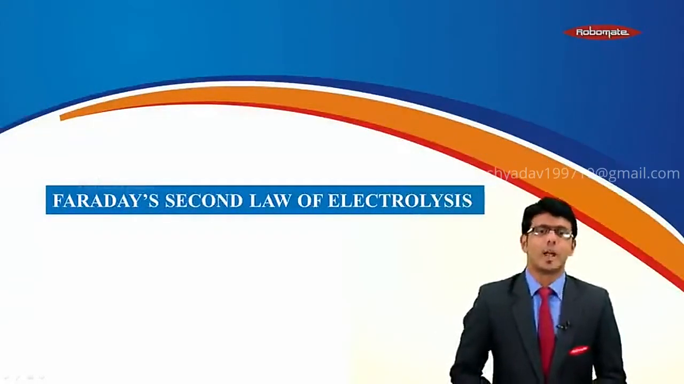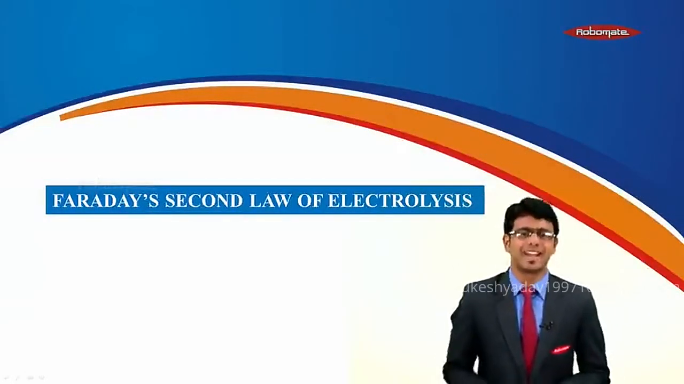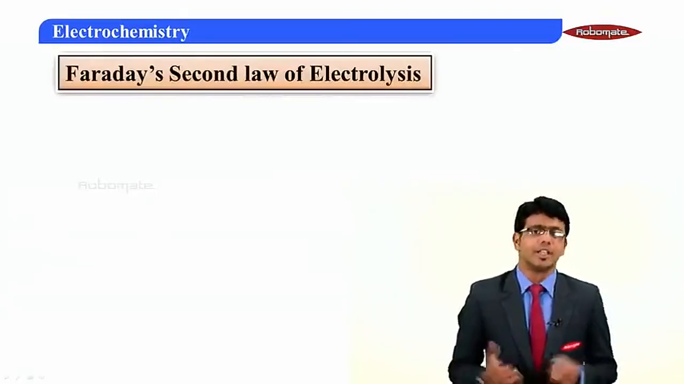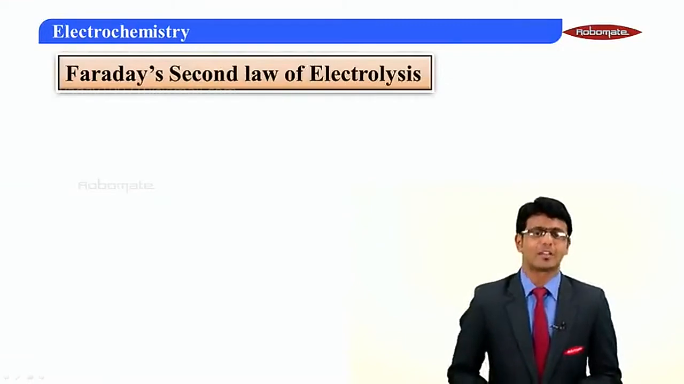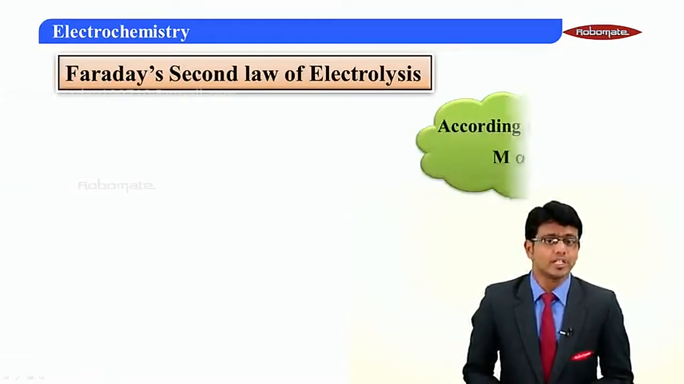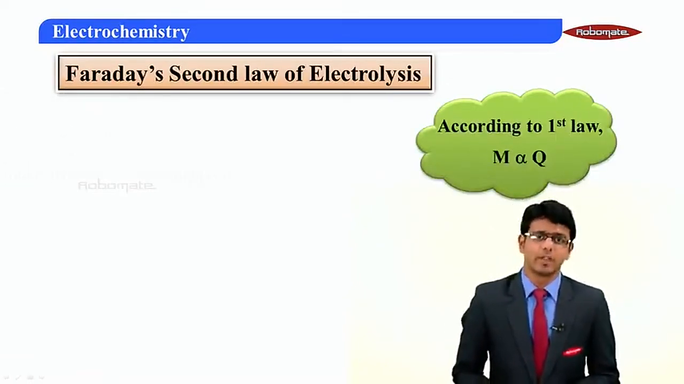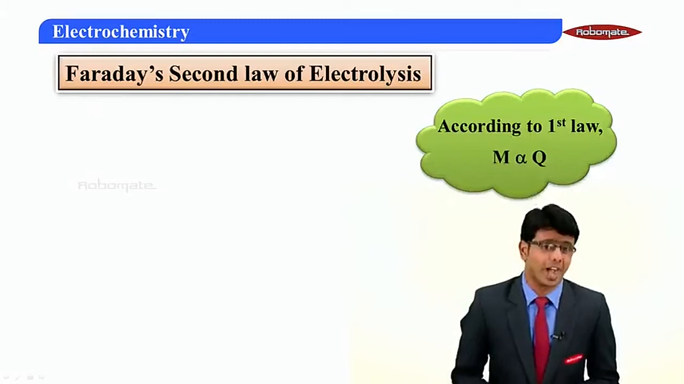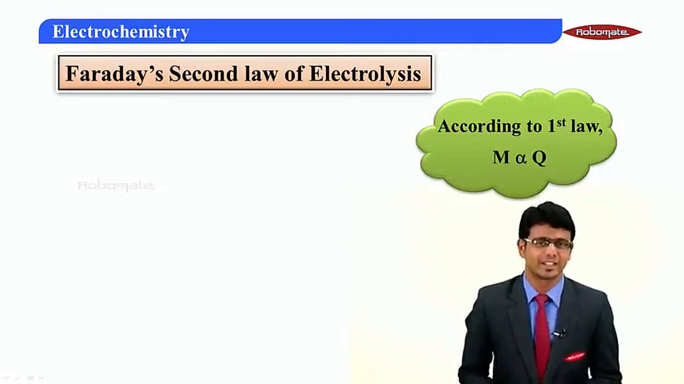Students, welcome back to the discussion of the interesting chapter, electrochemistry. And in this module we are going to discuss Faraday's second law of electrolysis. Students, from the first law of electrolysis we know that M, that is the mass of substance getting oxidized or reduced, is directly proportional to the charge passing through the electrolyte.